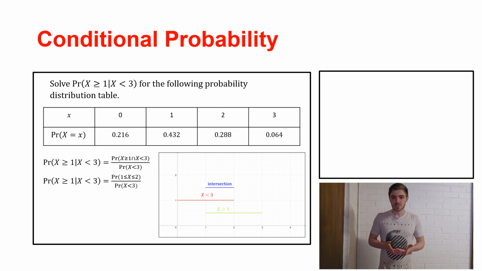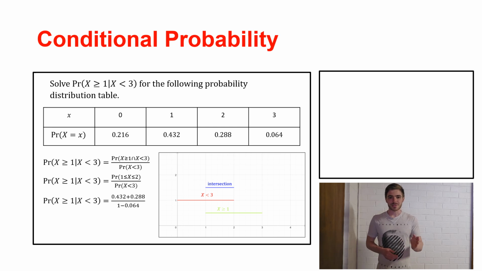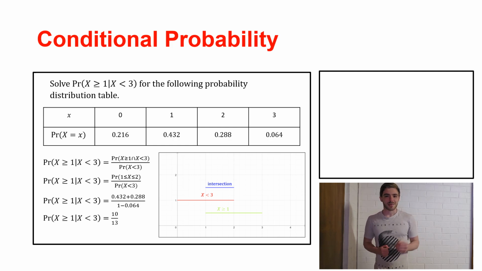So now we're just going to solve the numerator and denominator using the techniques that we mentioned earlier. The numerator is going to be given by adding x equals 1 to x equals 2, and the denominator we have two choices with. You can either add x equals 0 to x equals 1 to x equals 2, or you can just do 1 minus x equals 3. This fraction is just going to simplify down to 10 over 13. This would have been a CAS question, so don't worry too much about how you would do that by hand.